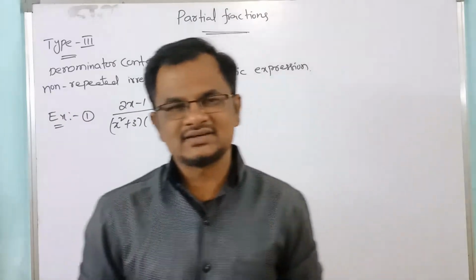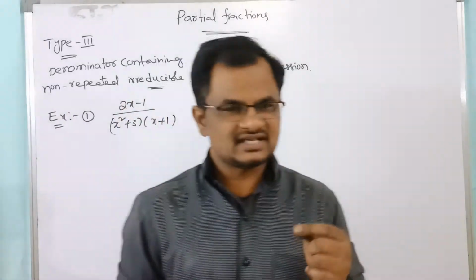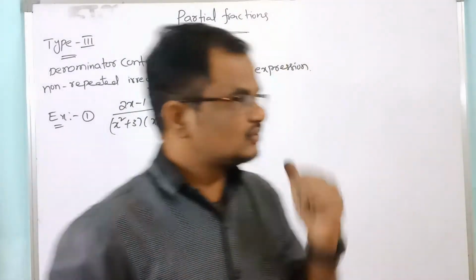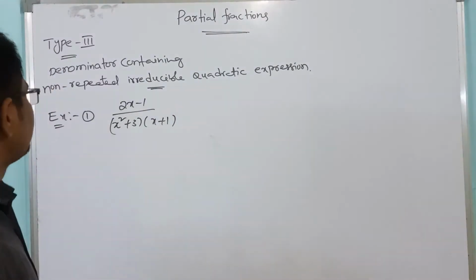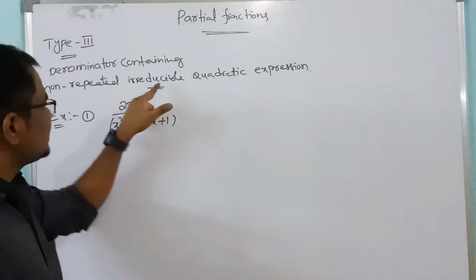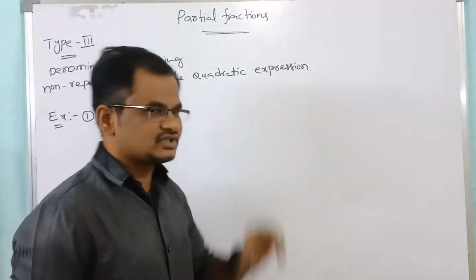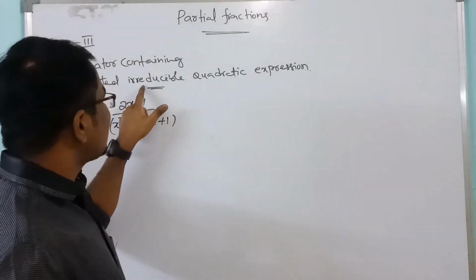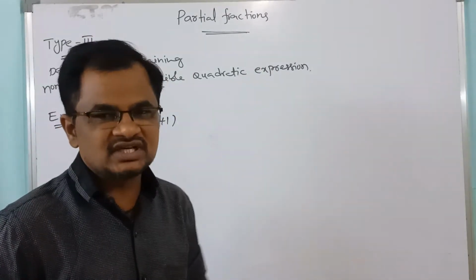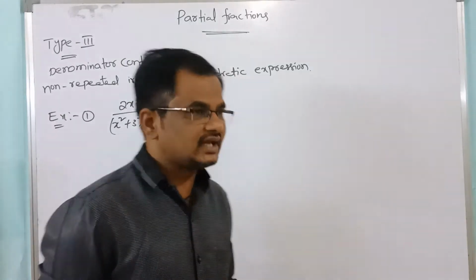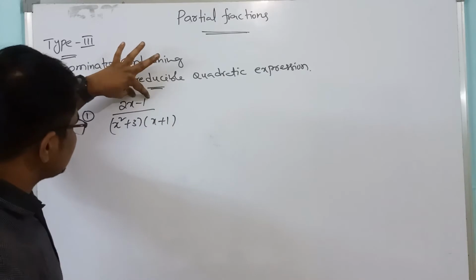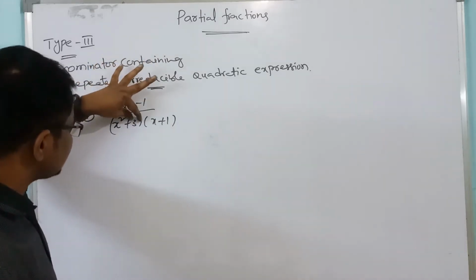In the last class, we started the partial fractions chapter, right? In that, two types of problems we completed. Now we will discuss the third type, that is, the denominator contains a non-repeated irreducible quadratic expression. Already we learned what non-repeated means. Irreducible quadratic expression means a quadratic expression which has no factor, right? So in that, the first example is (2x - 1)/((x² + 3)(x + 1)).